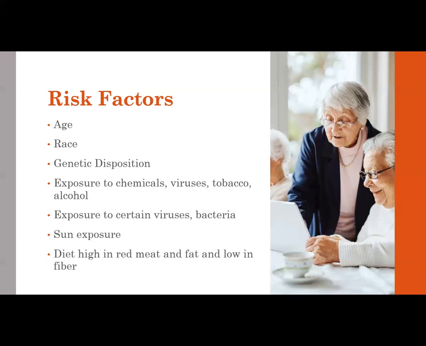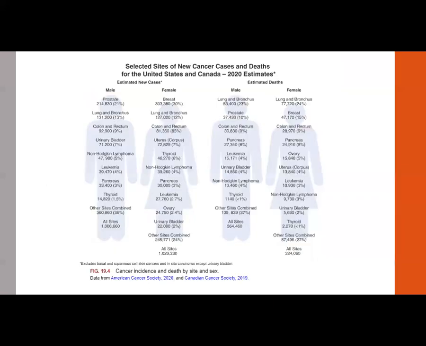Same thing with your ovarian cancer. You have to actually have ovaries in order to have ovarian cancer. This here is just selected sites of new cancer cases and deaths for the United States and Canada, and it comes from 2020. It shows what was the most prevalent, with estimated new cases as well as estimated deaths. So you can see that there are some cancers that are, I guess, more likely to cause death than others. So they're a little bit harder to handle.